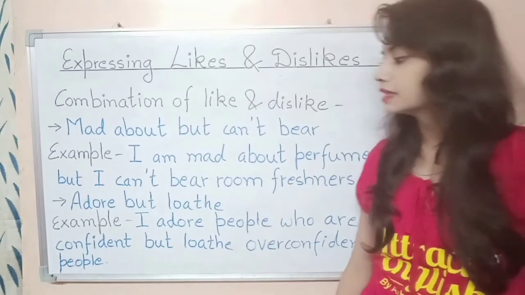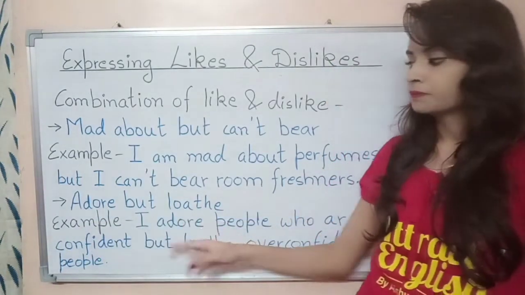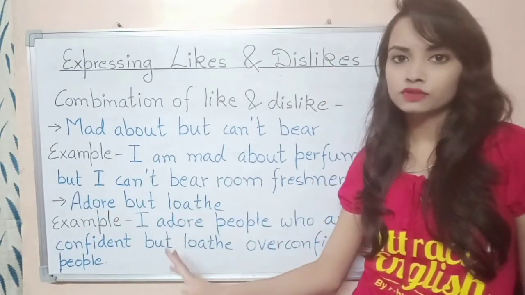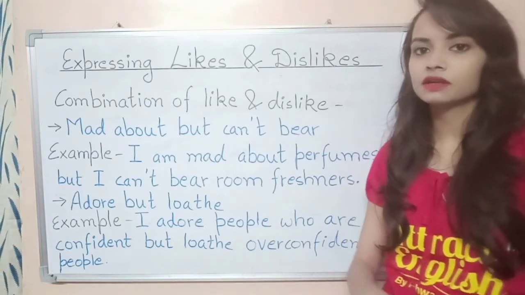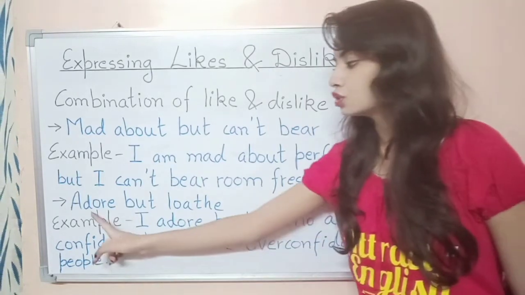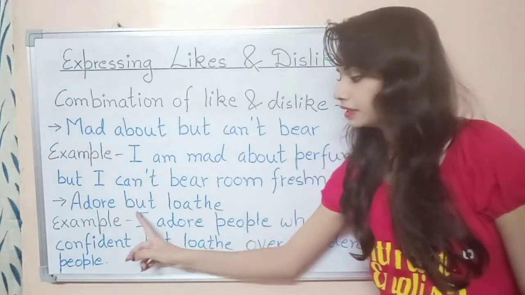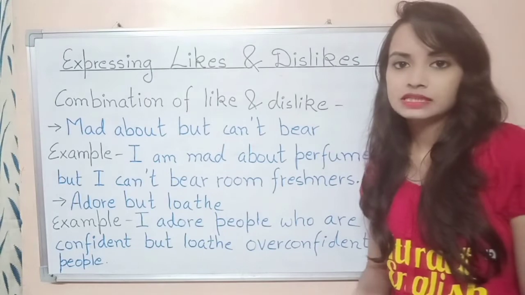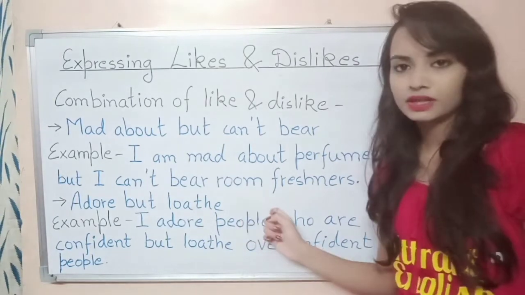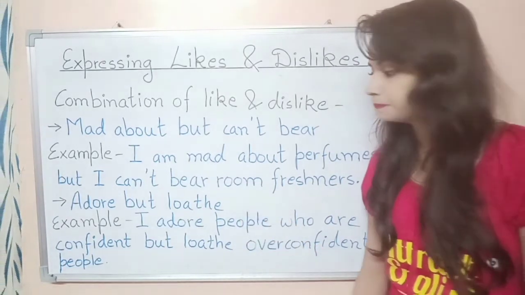Okay, next is adore but loathe. You know the meaning of both of these words since we have used them in our previous slides. So adore, what you like, and then you will mention the thing. Then but loathe, it means that what you dislike, and then you will mention again the thing that you dislike.